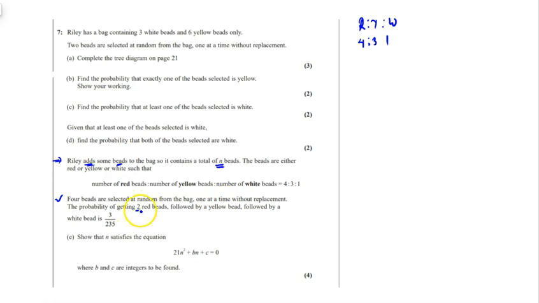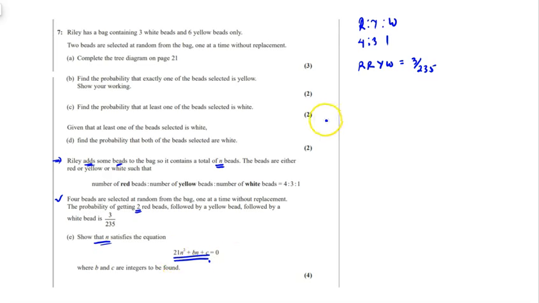The probability of getting a red, followed by a red, then a yellow, and followed by a white bead is equal to 3 over 235. That's what they've told us: getting two reds followed by a yellow and then a white bead is 3 out of 235. Then we need to show that this n satisfies an equation in this format.